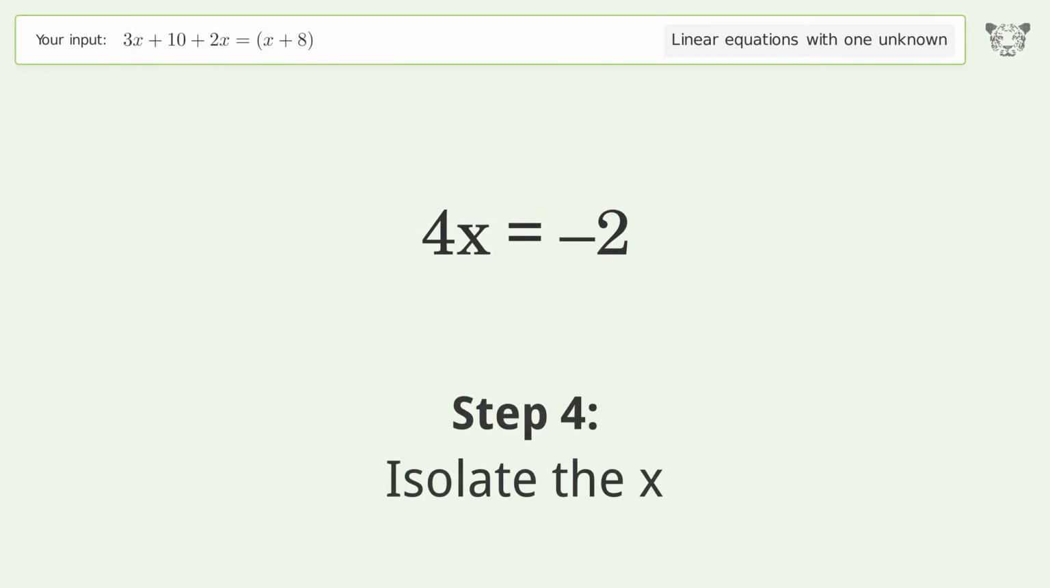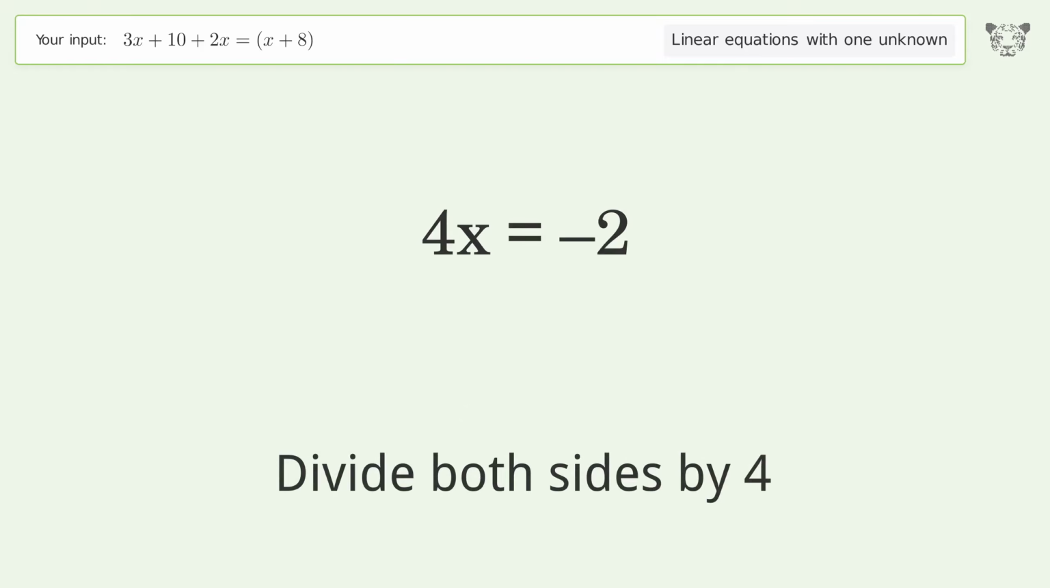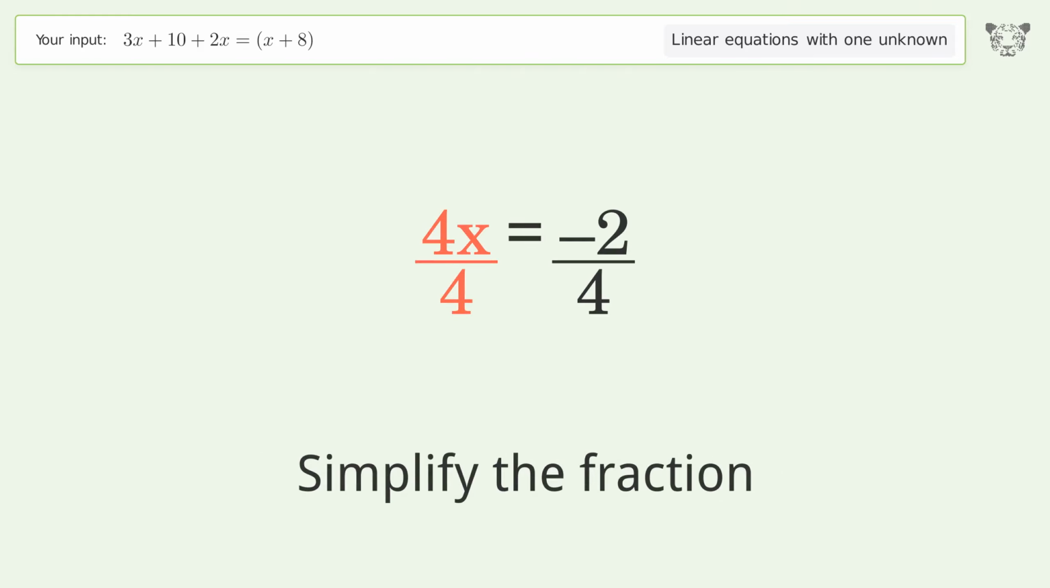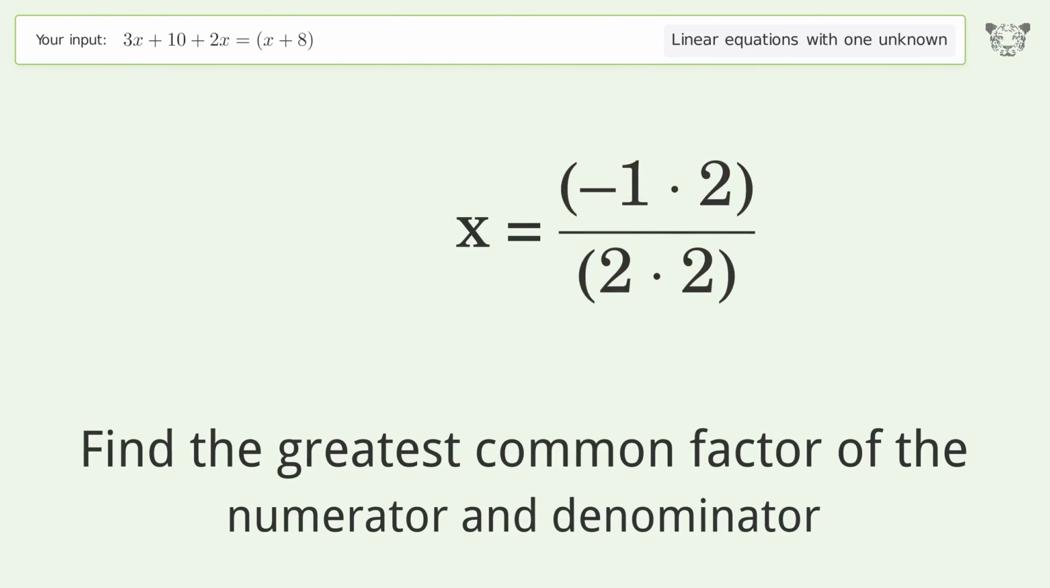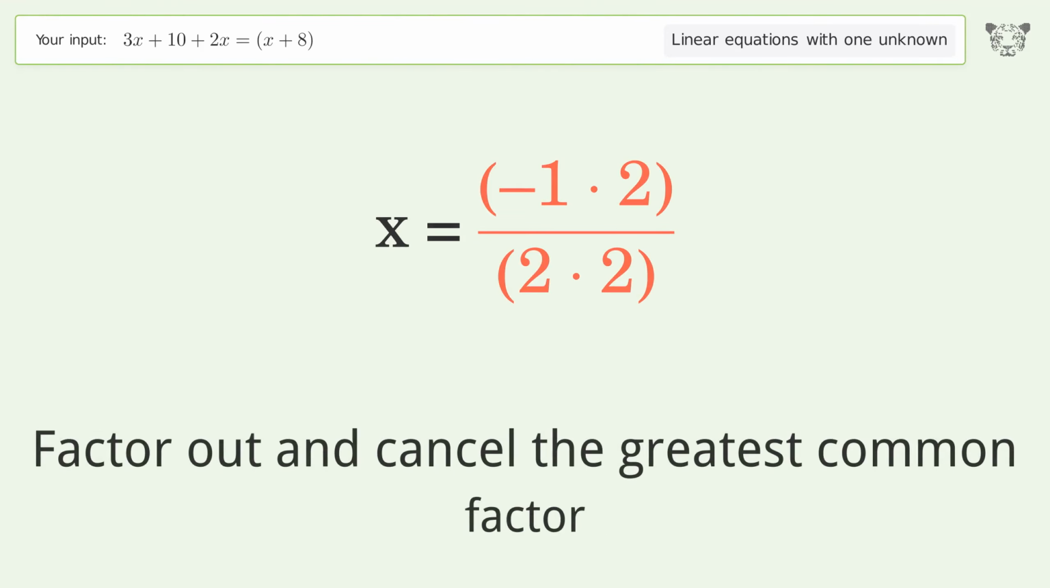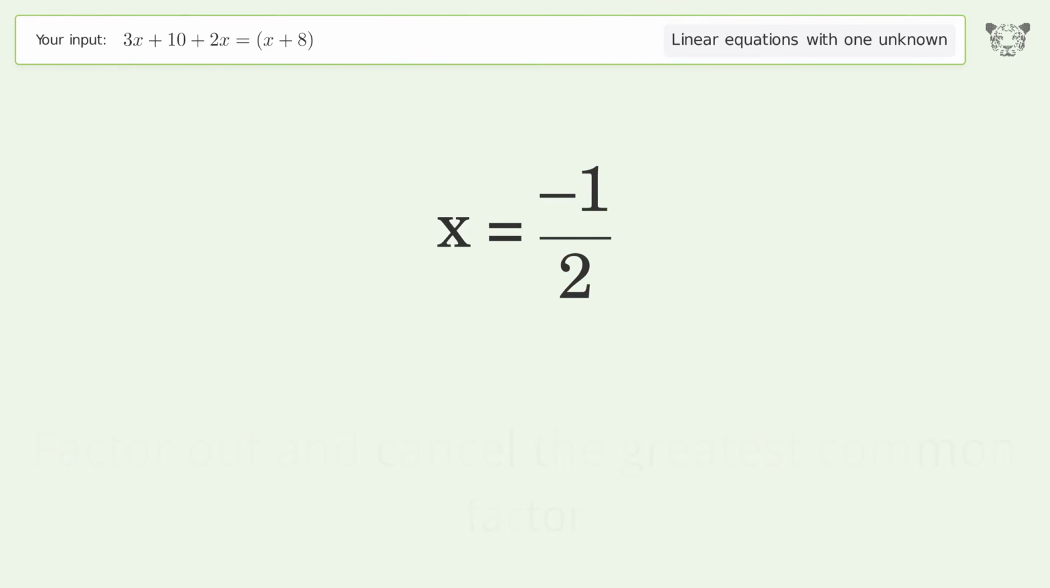Isolate the x. Divide both sides by 4. Simplify the fraction. Find the greatest common factor of the numerator and denominator. Factor out and cancel the greatest common factor. And so the final result is x equals -1/2.